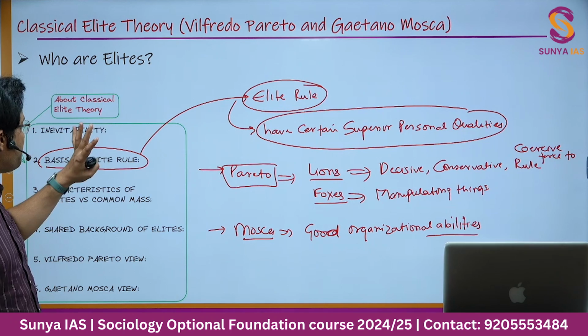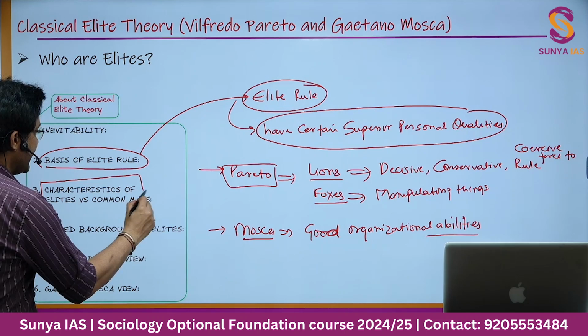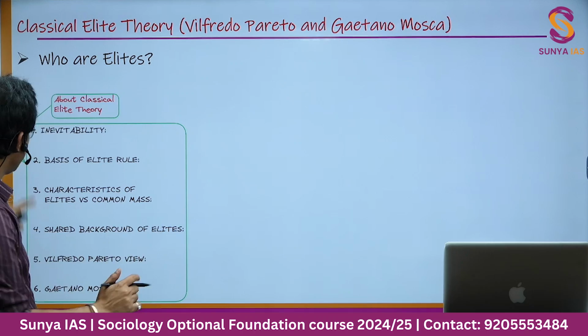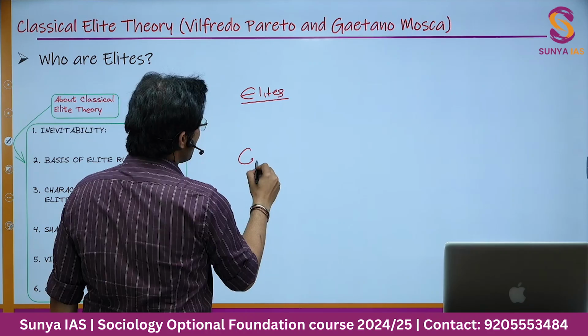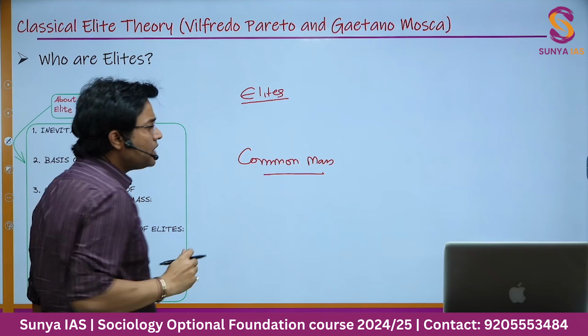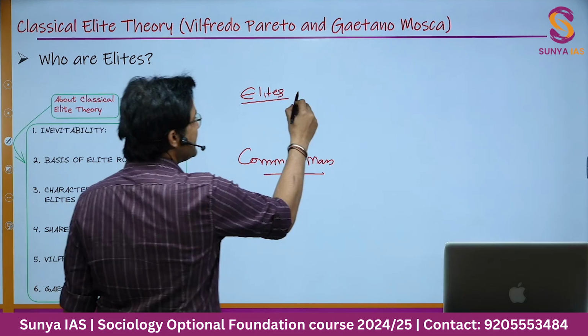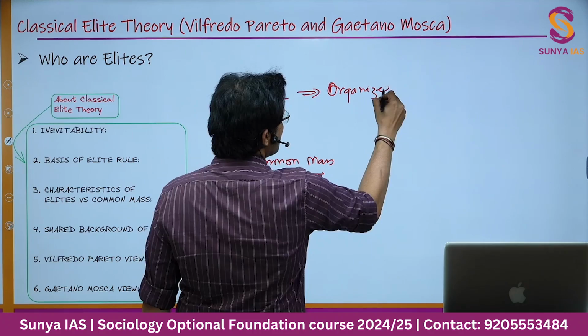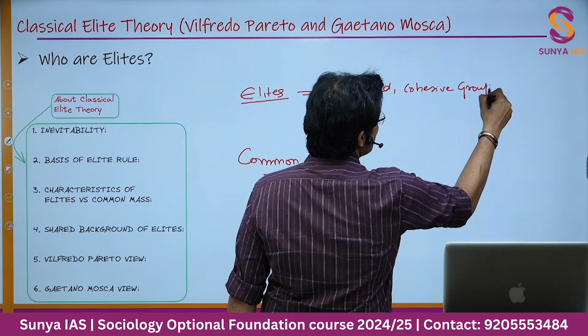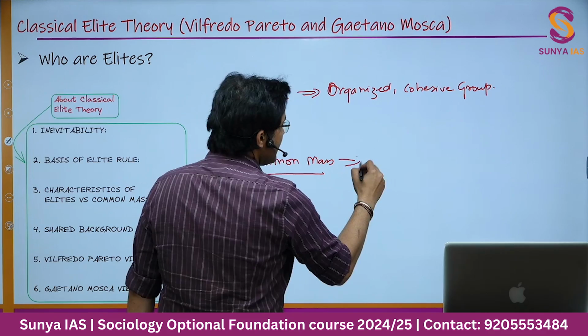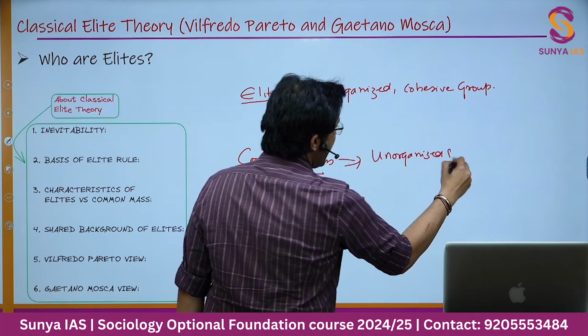Next is the characteristics of elite versus common masses. This is also very easy. I'm just going to remove everything. Now, if you look into the elite's characteristics versus the common mass, the elites are those who have definitely some superior personal qualities, but at the same time, they are more organized and more cohesive group. More organized, more cohesive group, while the common man are very much unorganized and very much fragmented.